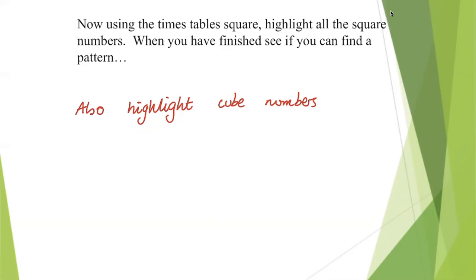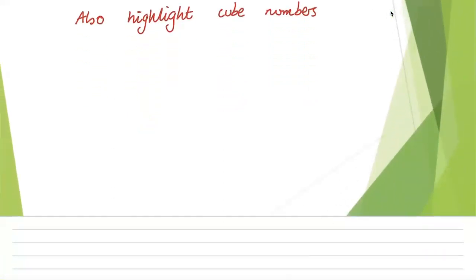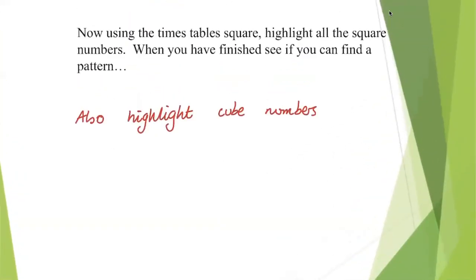Just think before you do it, because remember, if something is a cube and a square number, you'll need to do it in 2 different colors. You'll need to do half and half. So plan it before you do it, highlight all the numbers on the times table square which are square numbers and all of those that are cube numbers. Once you've done that, you can get on with your task. See you later, guys.